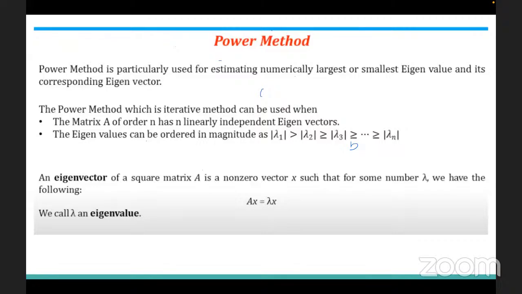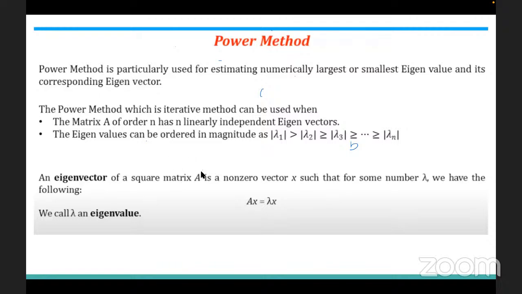Now, the power method is actually iterative, right? So it can be used when the matrix A of order n has linearly independent eigenvectors. We'll still see that in our calculation. The eigenvalues can be ordered in magnitude. That is, if we have an n by n matrix, we're going to have n eigenvalues, but we're going to have the biggest and the smallest, all right? So the power method is meant to help us solve that problem of having a numerically large number of eigenvalues for a matrix, right?